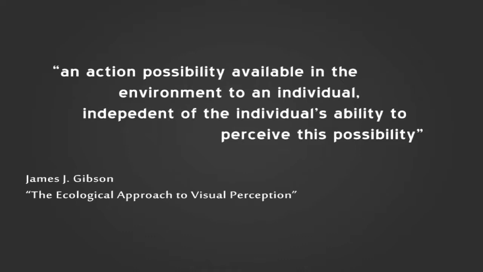And of course, you could have a rock, you could have any object in the environment that may afford sitting. And he was arguing that this affordance is independent of an individual's ability to perceive the possibility. So you could imagine an environment with an invisible chair, and if I knew where the invisible chair was, I could sit on it. But if I don't know where the invisible chair is, I can't sit down. But the environment still affords sitting because there's something in the environment that can be sat on.